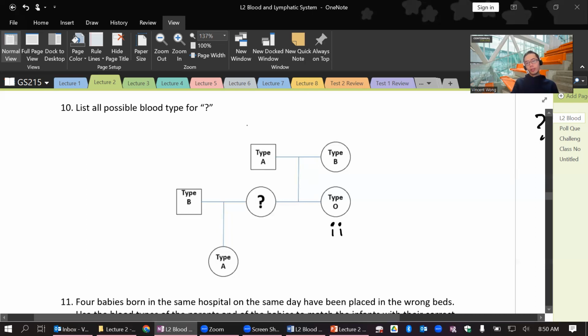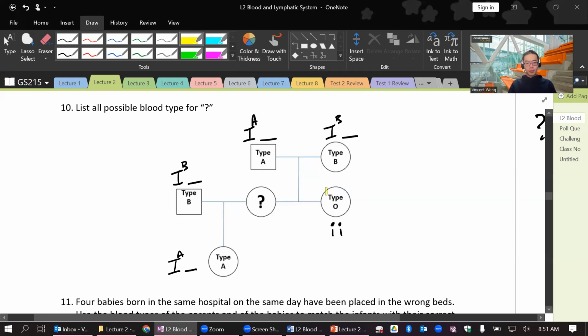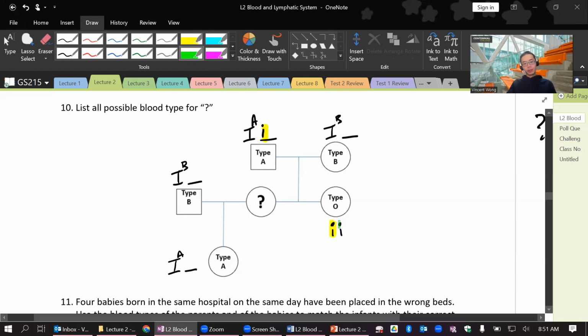Everyone else, we only know half of it. So IA something, IB something, IB something here, and IA something here. And we have to use a little bit of logic to figure out the rest of the answer. Now this lady has little i. So one of the little i must have come from the father, and the other little i must have come from the mother, right? Because you get half your genes from each parent. So that's pretty straightforward.